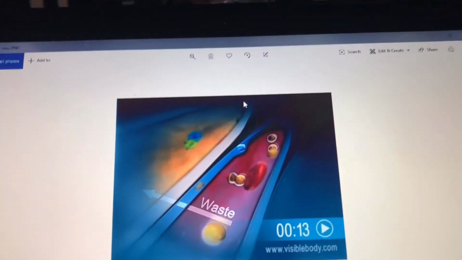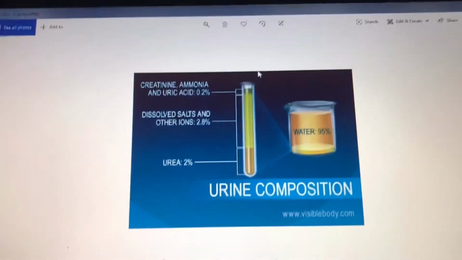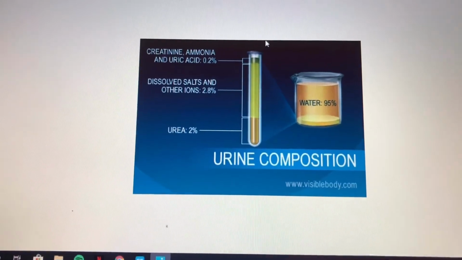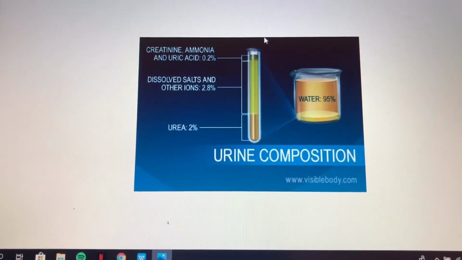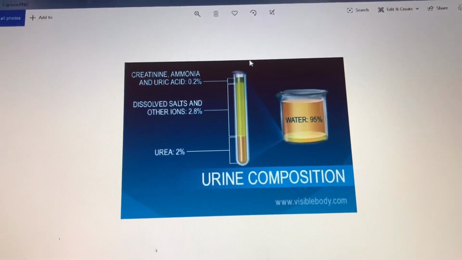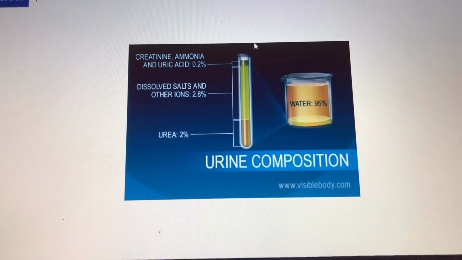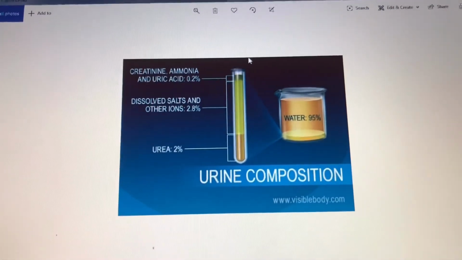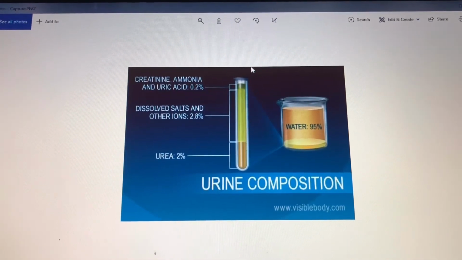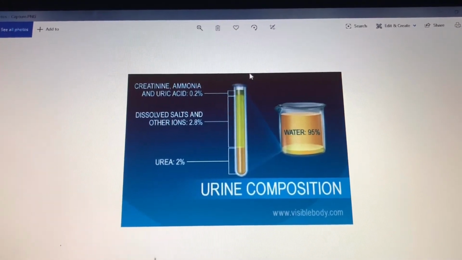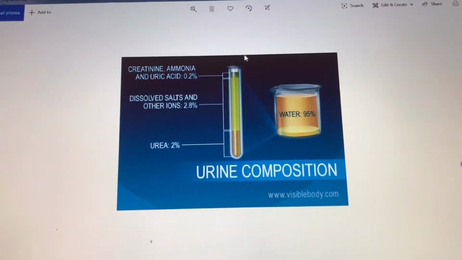So the nephrons of the kidneys process blood and create urine through a process of filtration, reabsorption, and secretion. Urine is about 95% water and 5% waste products. Nitrogenous waste excreted in urine includes urea, creatinine, ammonia, and uric acid. Ions such as sodium, potassium, hydrogen, and calcium are also excreted.